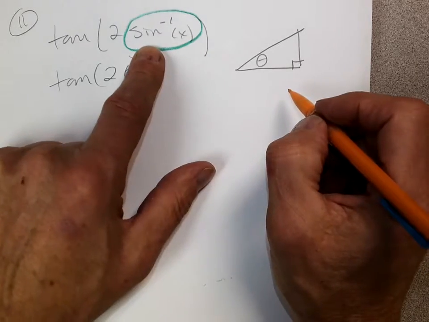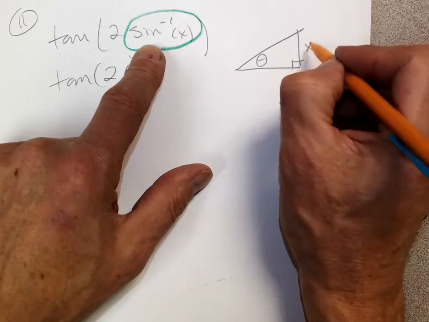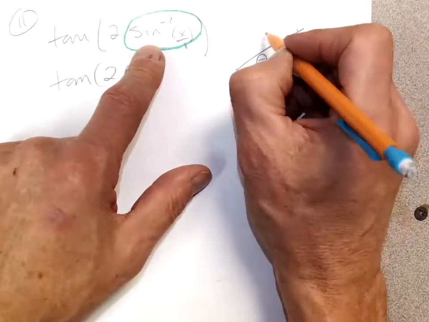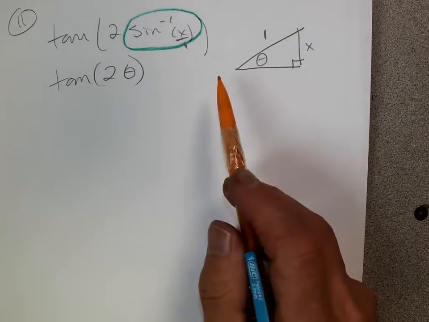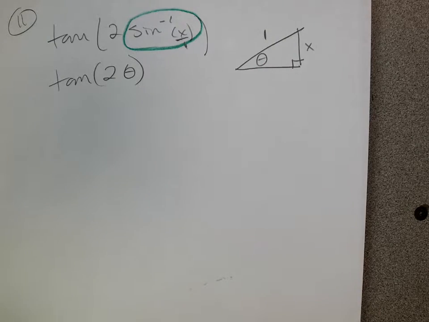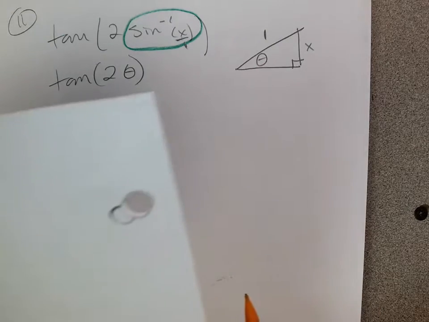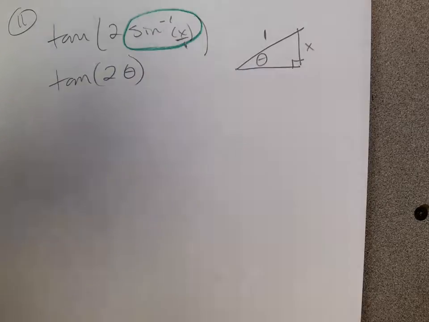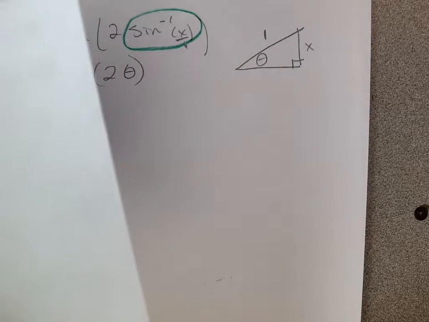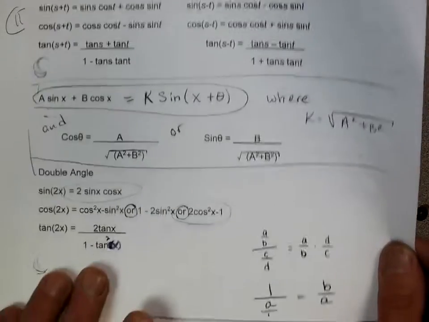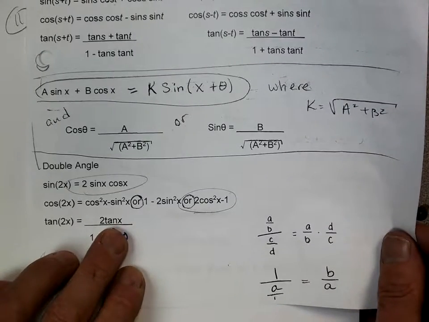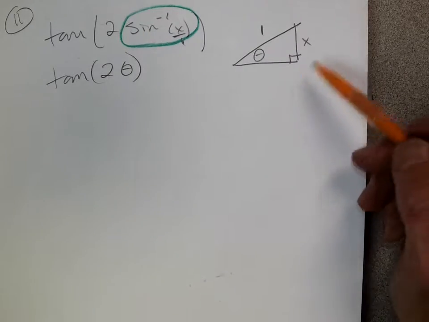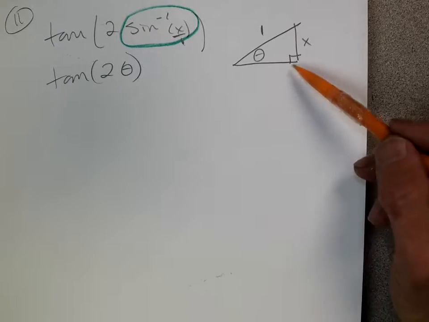And what I know about sine is it's the opposite over the hypotenuse. Probably need the adjacent because I look at the tangent formula for double angle tangent. I'm going to find it in a second. Actually, I'm going to need the opposite over the adjacent. So I need to find the adjacent side. Okay, so let's do that.